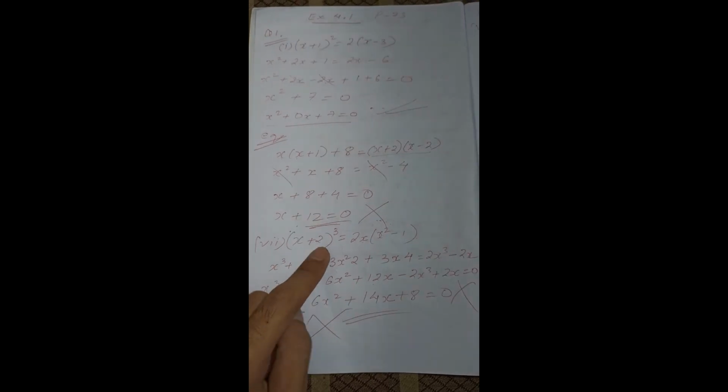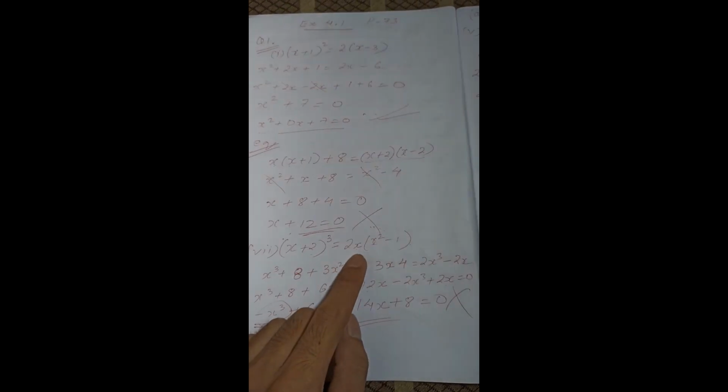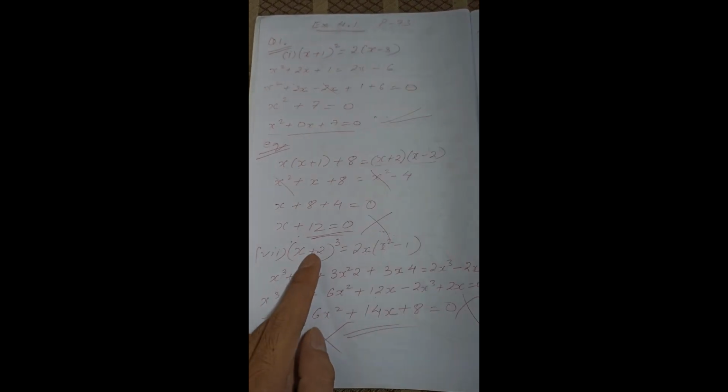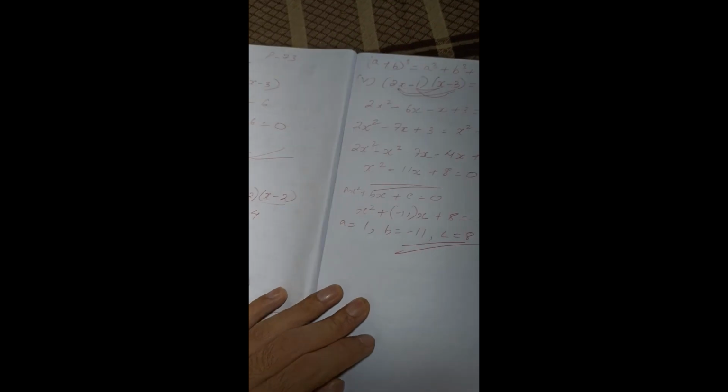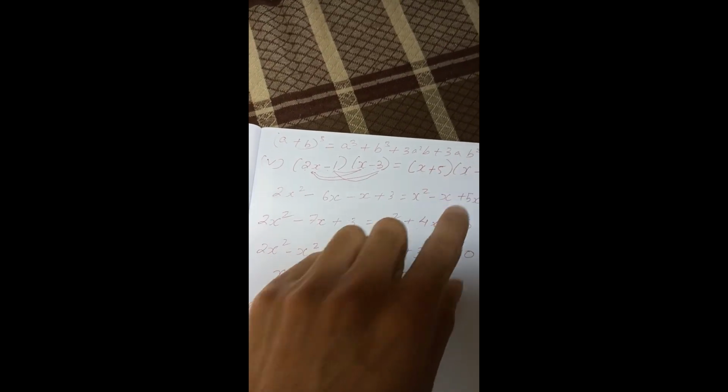Roman number 7 is x plus 2 whole cube equals 2x into x squared minus 1. So this is of the form a plus b whole cube. So you need to know the formula of a plus b whole cube. The formula for a plus b whole cube is this one: a plus b whole cube equals a cube plus b cube plus 3a squared b plus 3ab squared.